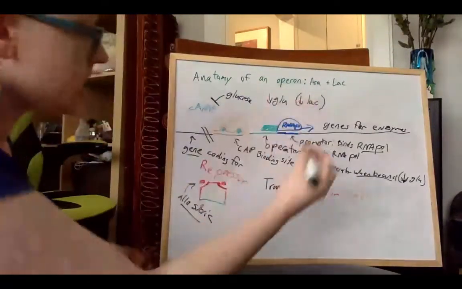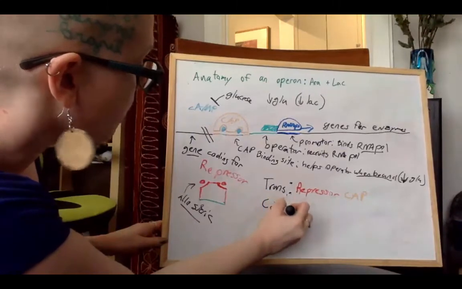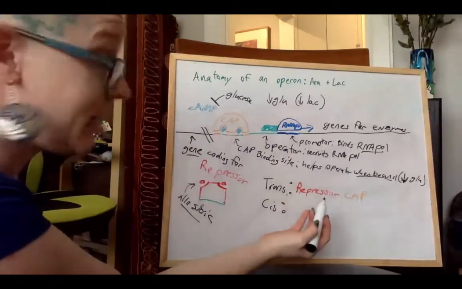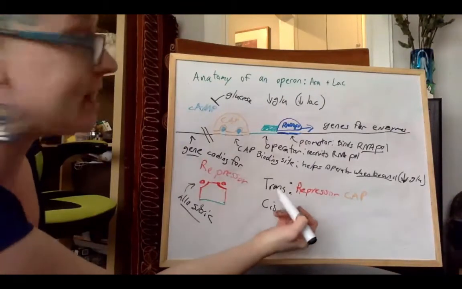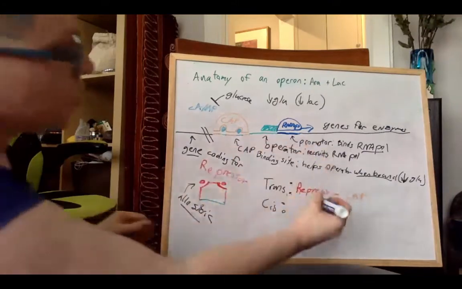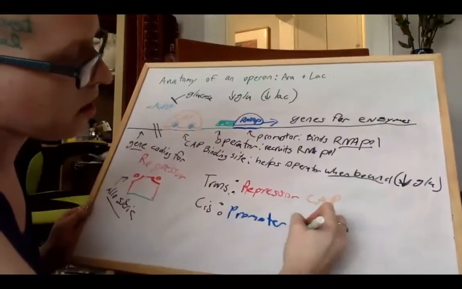So cis-acting things are things that have to be connected to the genes they're affecting, DNA-wise, or the DNA is there. So that's things like the promoter and the operator.